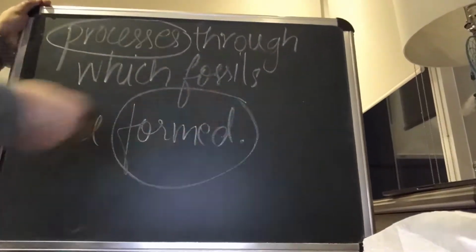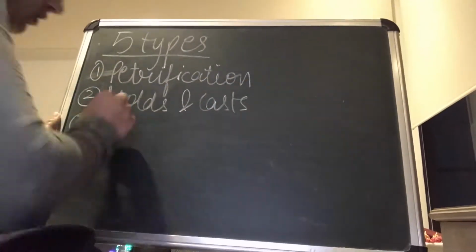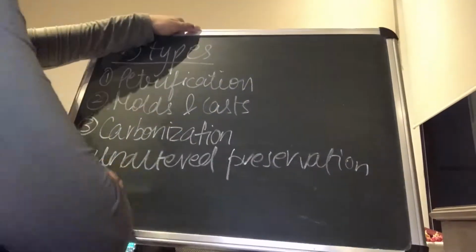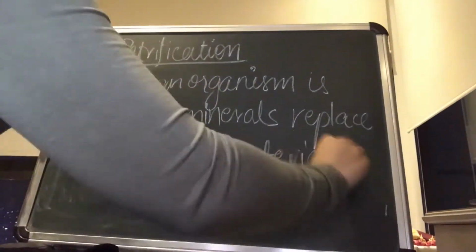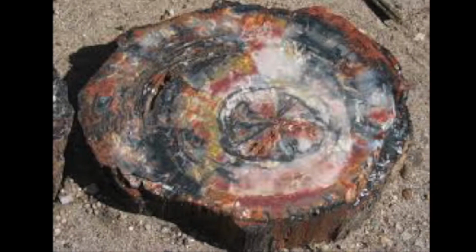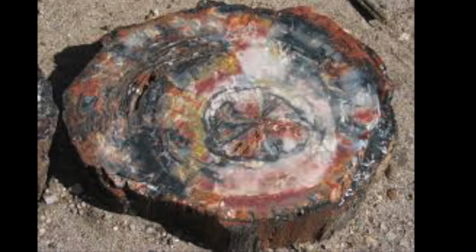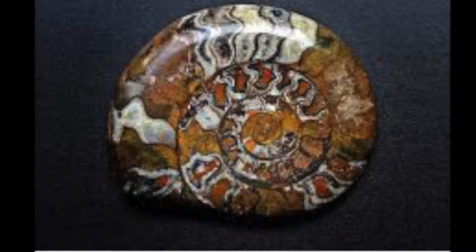Fossilization is the process through which the different fossils are formed. There are mainly five types of fossilization: petrification, molds and casts, carbonization, unaltered preservation, and replacement. In petrification, after an organism is buried, minerals carried by water, such as silica or pyrite, replace the organic material. Some common examples are most dinosaur bones. They can preserve even the most minute details.